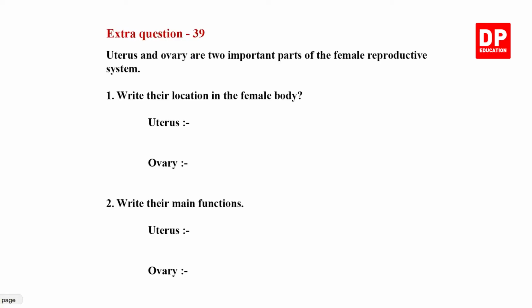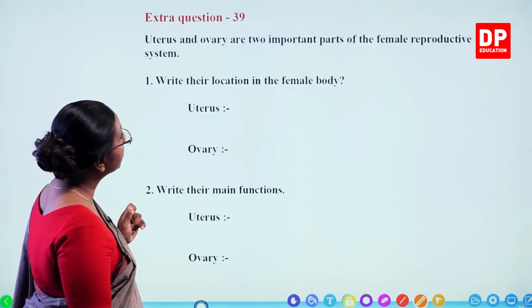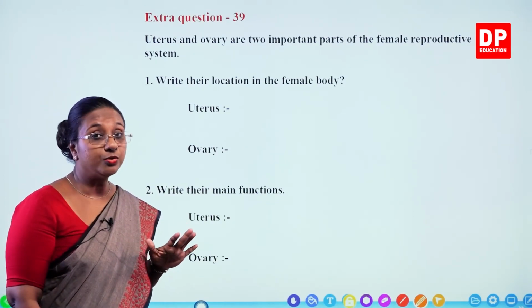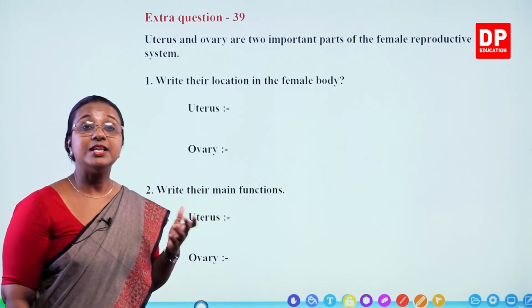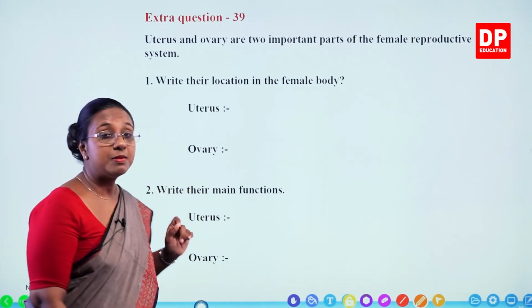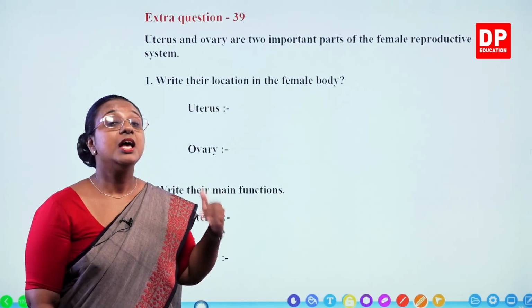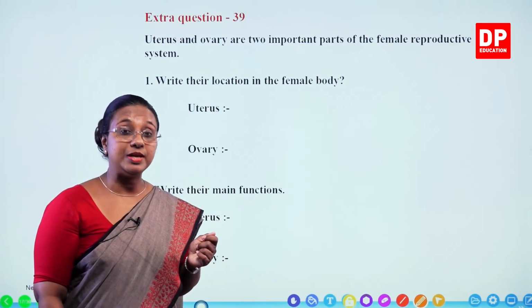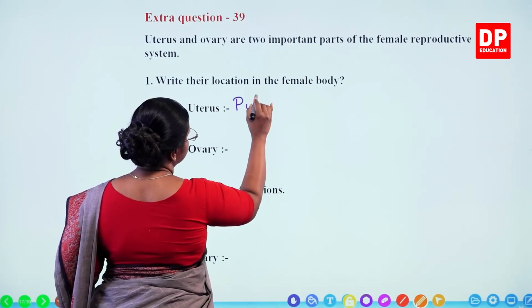Extra question 39. Uterus and ovary are 2 important parts of the female reproductive system that you all know. Write their location in the female body. What is their location? You all can remember, students, uterus is present in the pubic region, below the abdomen and between the legs. That is the pubic region. I have explained that to you all. Uterus, pubic region.